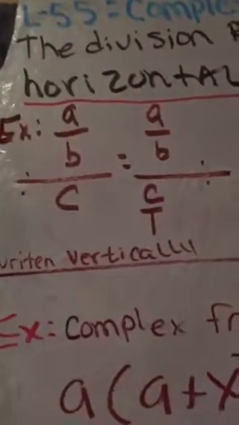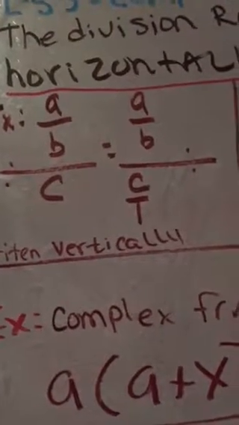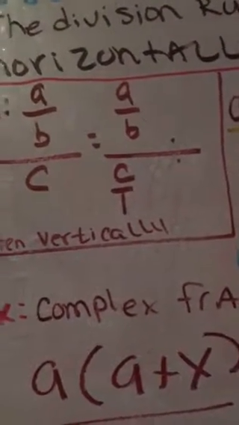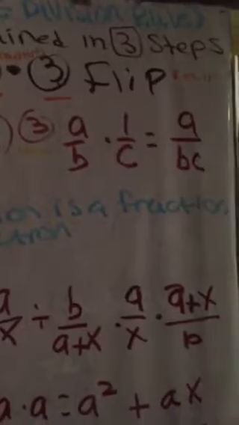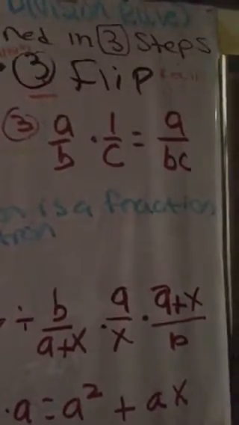All right, so copy A over B multiplied by C equals A over B multiplied by C over 1. So it's written vertically, and then we're going to put A over B times C over 1. These are complex fractions. It's basically a fraction within a fraction. So A over B times 1 over C, when you flip it, becomes A over BC. Here's an example of a complex fraction.